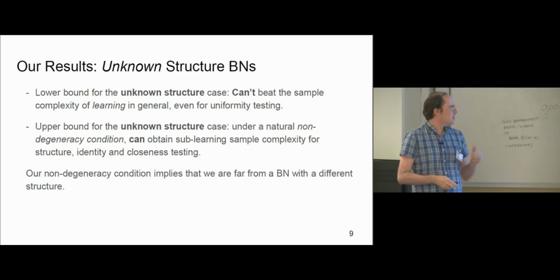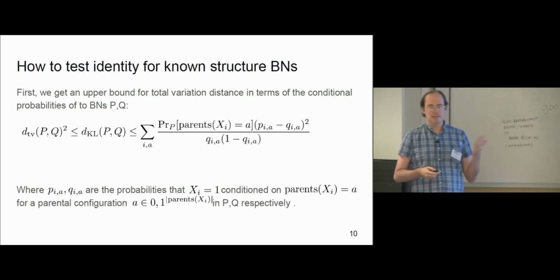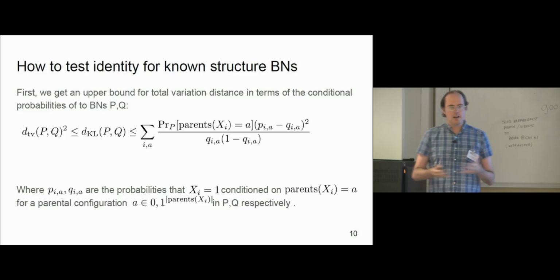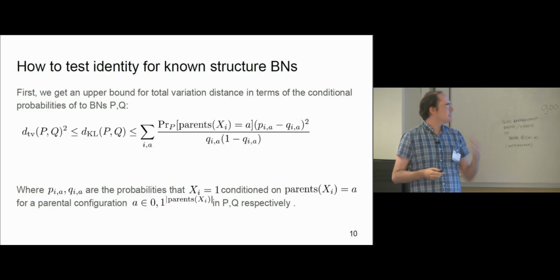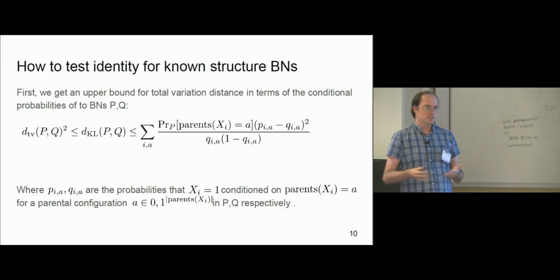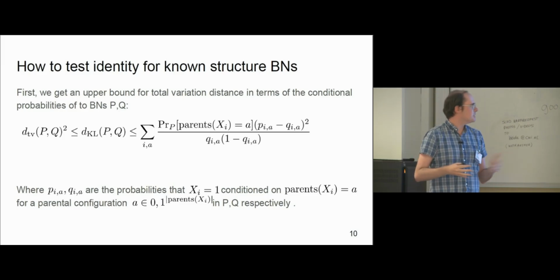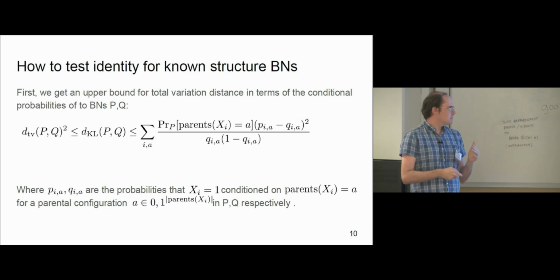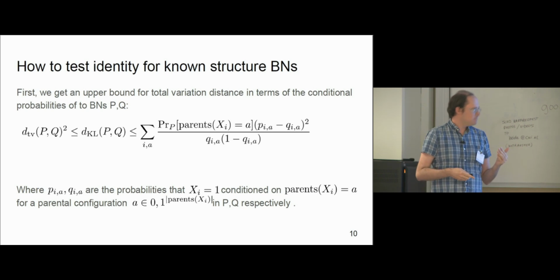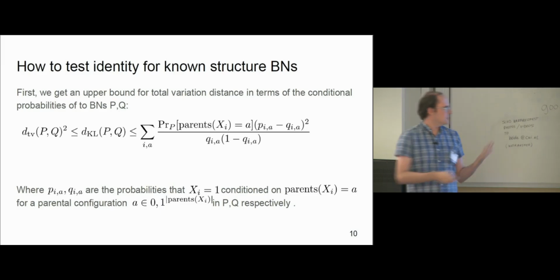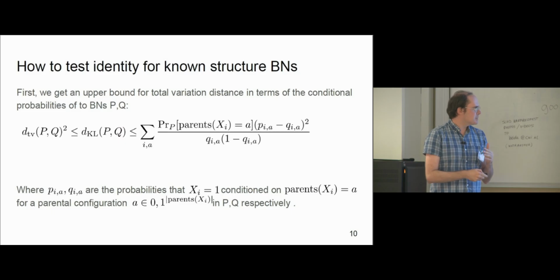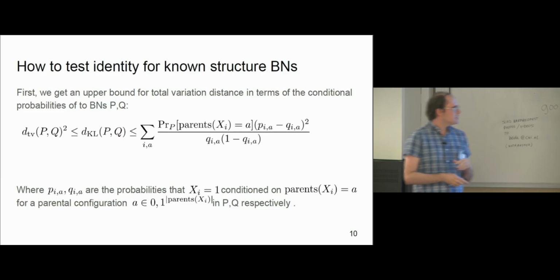So I might try and briefly say how we might go about doing a test for identity of, say, a known structure. And the basic idea of coming up with tests is much the same as we would do for other properties, for testing identity of discrete distributions or something else. So the way we do this is we'd first find an upper bound on the total variational distance in terms of the parameters, these conditional probabilities, and the probability of the parental configuration, which is some function of the conditional probabilities of the ancestors of the node.